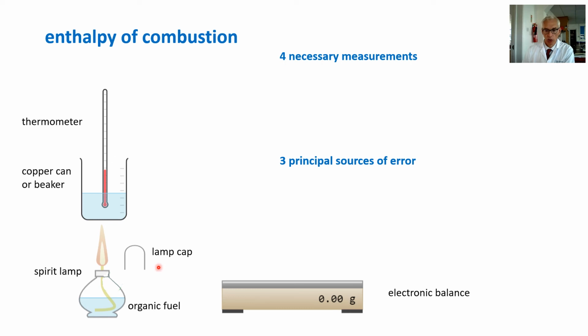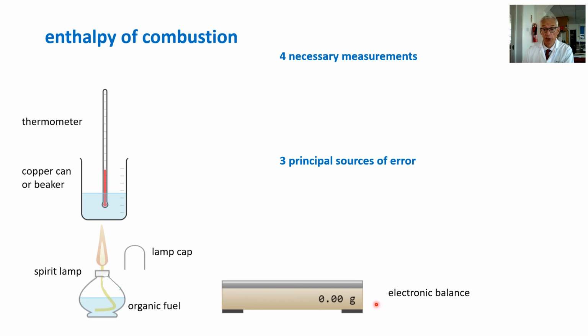Now we have a lamp cap to extinguish the flame and also to prevent the evaporation of organic fuels. So organic fuels are pretty volatile, so if you leave them open to the air they will evaporate. There would be a mass change in the spirit lamp without the lamp cap. Then we have an electronic balance.